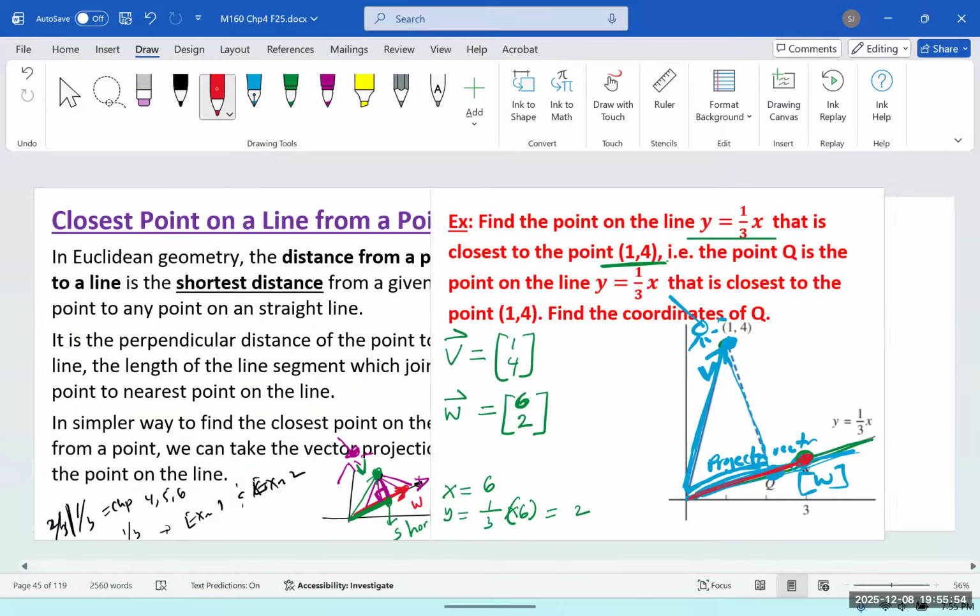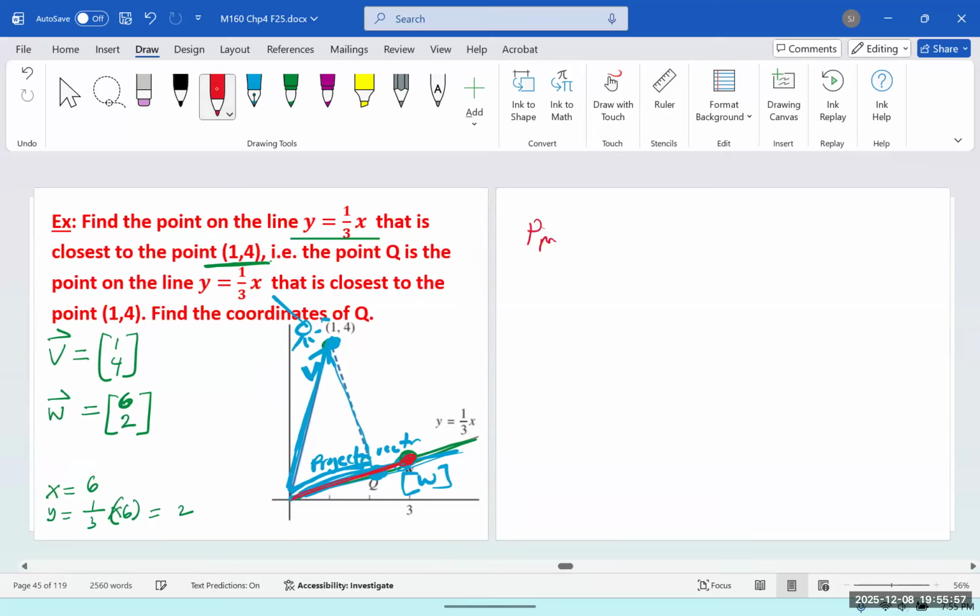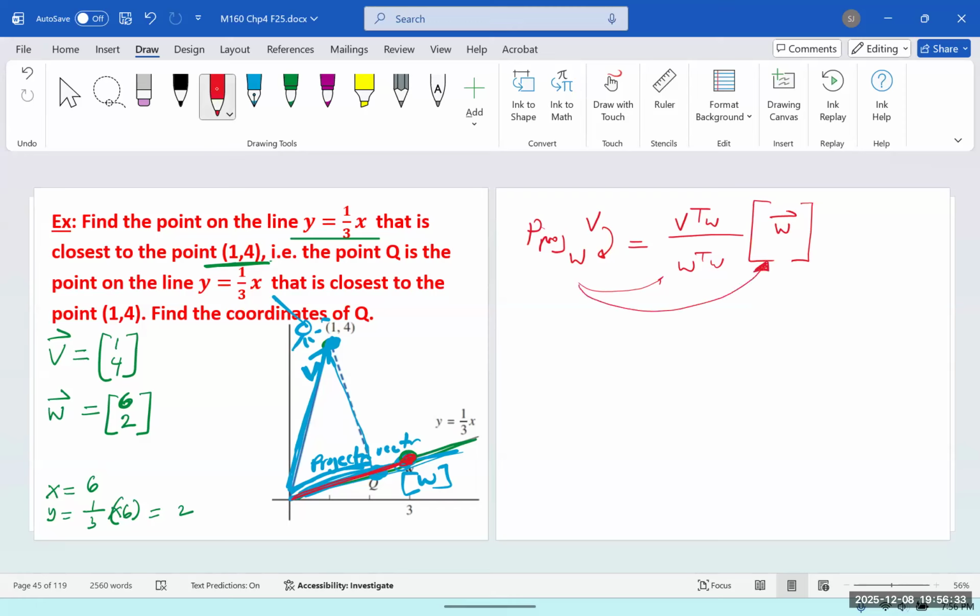Now we are going to project V onto W, and then you're going to get the results. You're going to get a vector, and that vector is the point we are looking for. Now this projection is V transpose W over W transpose W, and we are going to project that on the W vector. So whatever you're projecting onto, that has to be the vector here, and that also has to be the denominator.